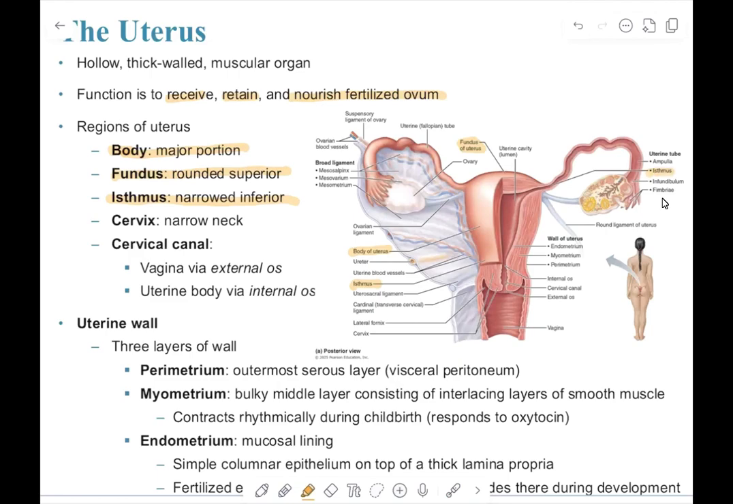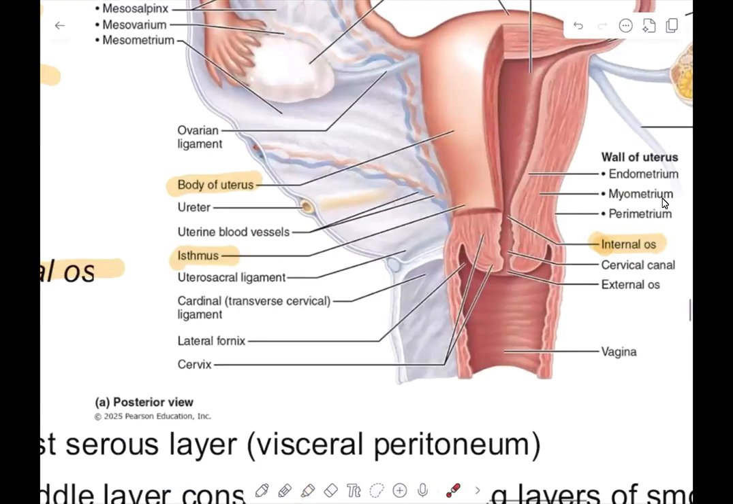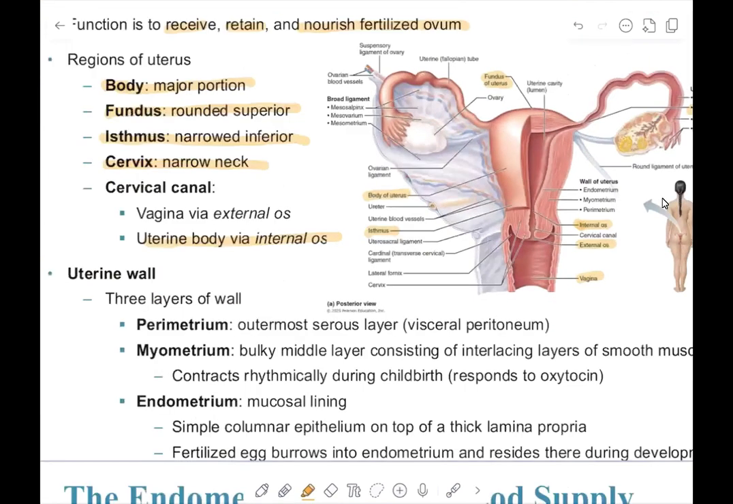Then there is the cervix, which is the narrow neck of the uterus, this region here. This is the region that's going to dilate during the labor process. So the cervical canal has two different openings. The opening that is closest to the uterus is called the internal os, which we can see right here. Then the external os is the external opening that faces the vagina.